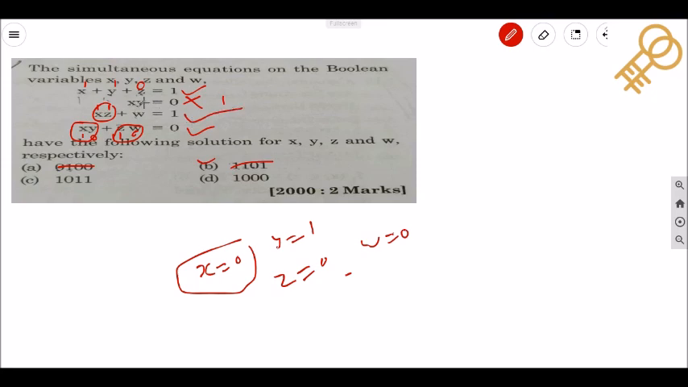Now moving towards the second expression, the x value is 1 and y is 0, so this will become 0, so this one is also satisfying. Moving towards the ones, as you see x is 1, so whatever the value of y and z, the value will be 1 only, so expression 1 is also satisfying, so your correct option is C.